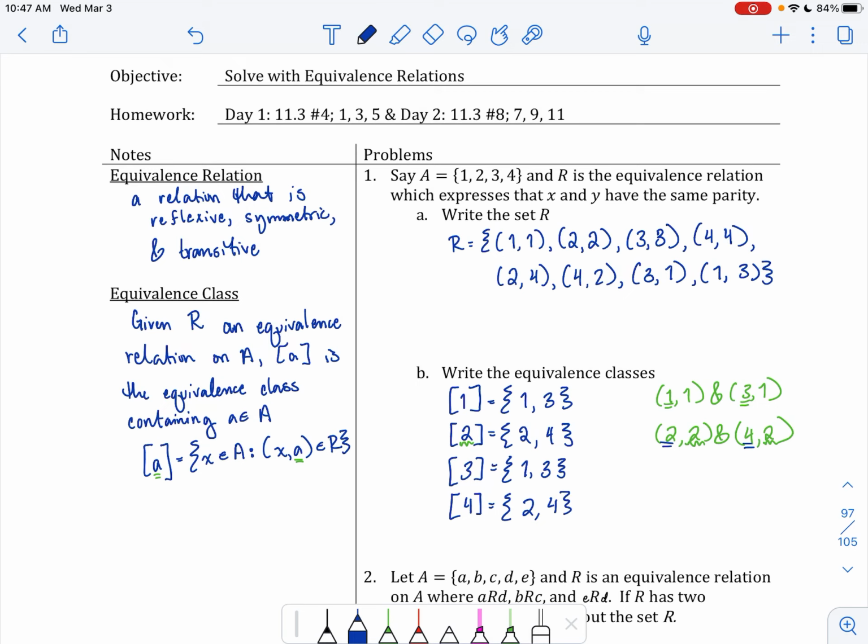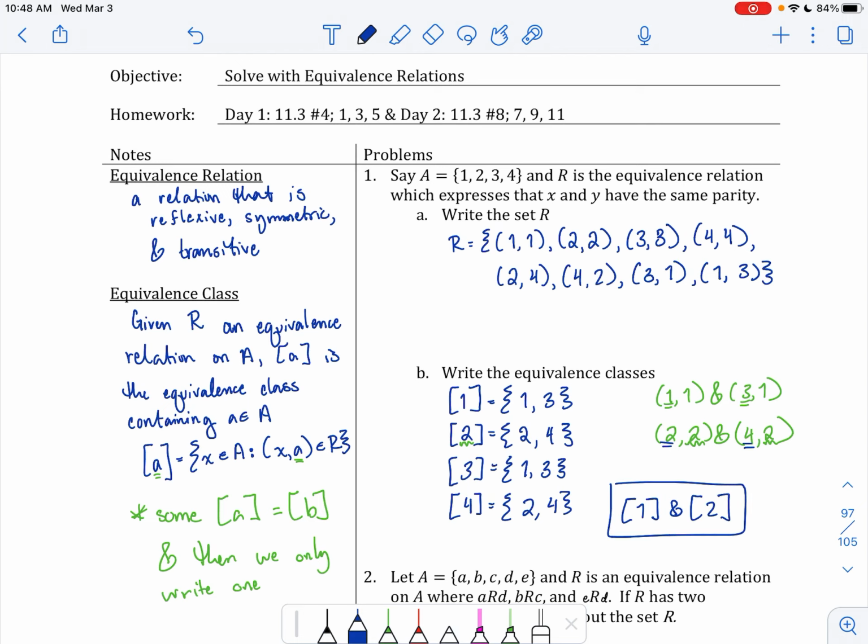So when we write the answer to this, we generally only write one, because here's an important note: some equivalence classes are equal. And then we only state one, because they're the same class. So the equivalence classes in this case, you could write as [1] and [2]. And that would be enough to describe both equivalence classes in this relation.